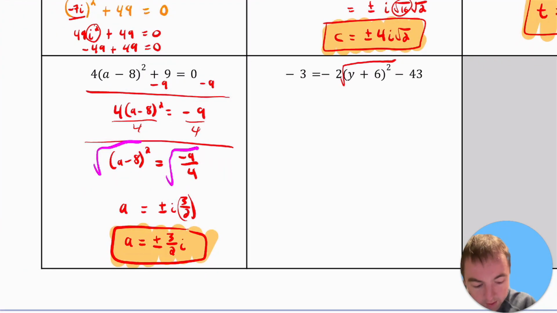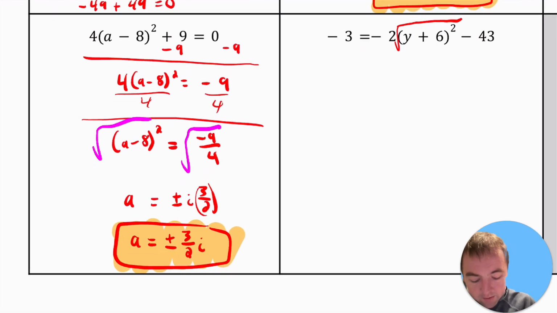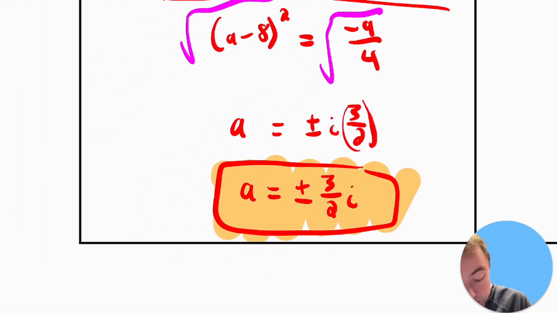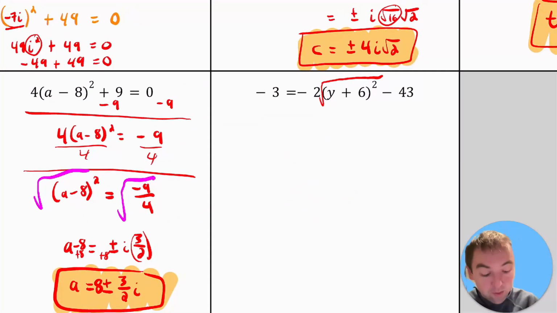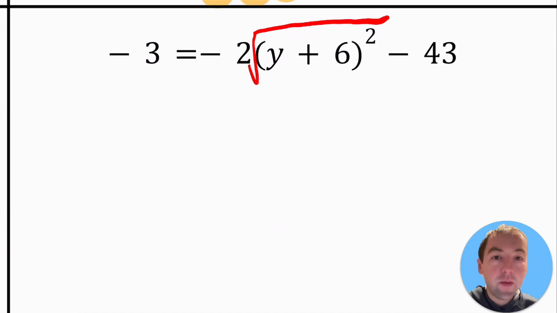So I just realized one tiny little detail here, guys. Sorry. I realized that I didn't write the -8 right there. So what I should have had is, if I add 8 and I add 8, I should have 8 plus or minus 3/2 i. All right, sorry about that. Missed that part right there. Just realized that when I looked at this.